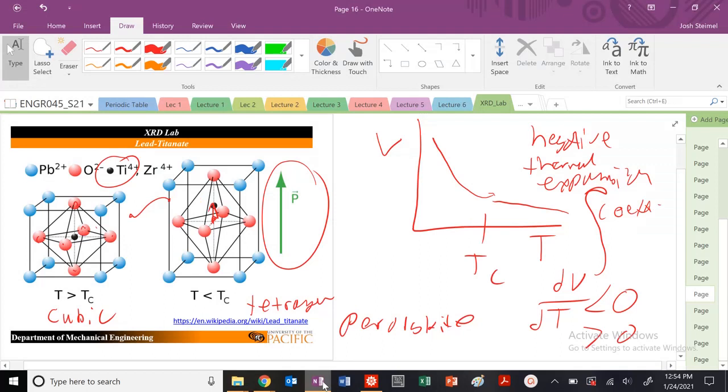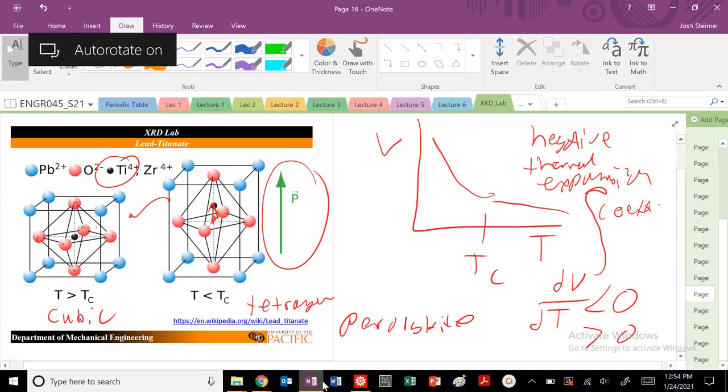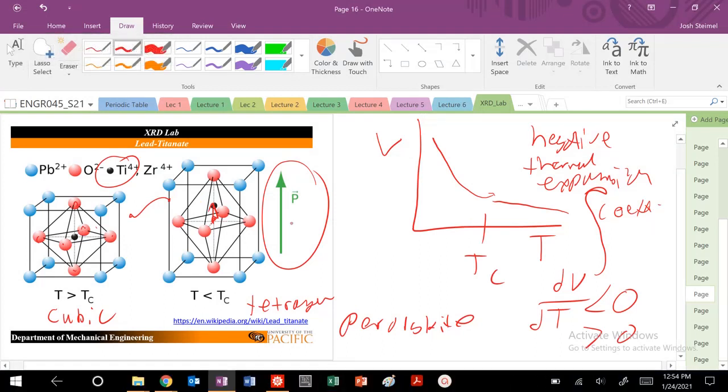So anyways, when it's offset from that octahedral site, it creates this polarization vector. But you can see as temperature increases, when we shift to this cubic material, we're balanced, right? So we lose, basically, your P is equal to 0. You lose these unique electrical properties. So that's, again, the beauty of this lab.